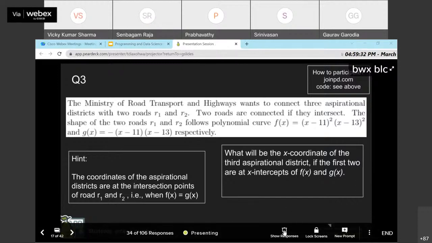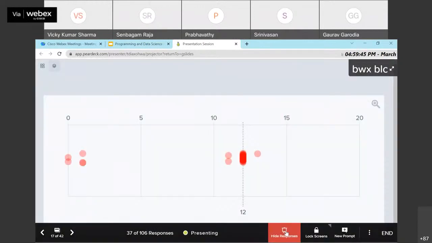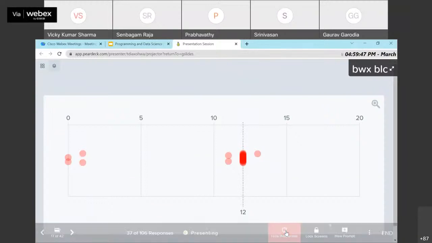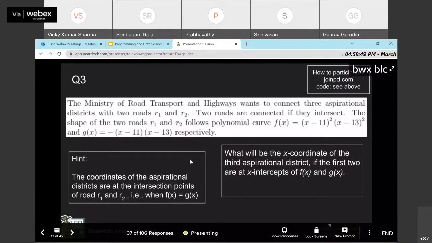Do you need some more time? I assume you don't need much more time, so let's see what the popular responses are. The answer is 12. Most of you are telling the answer as 12.